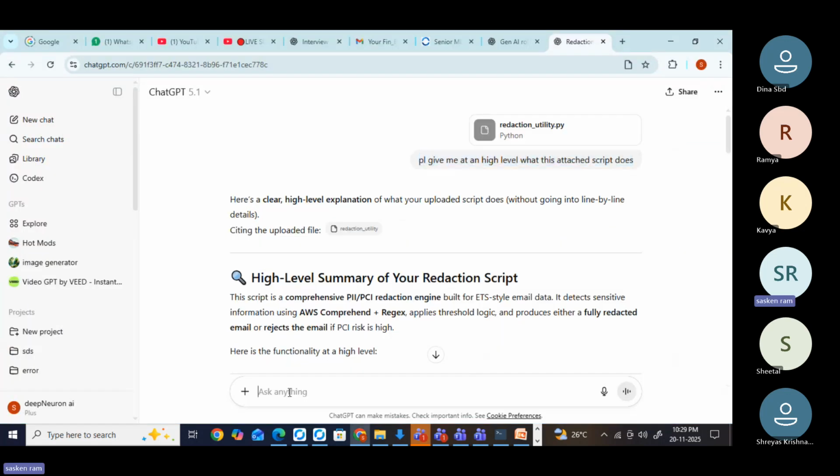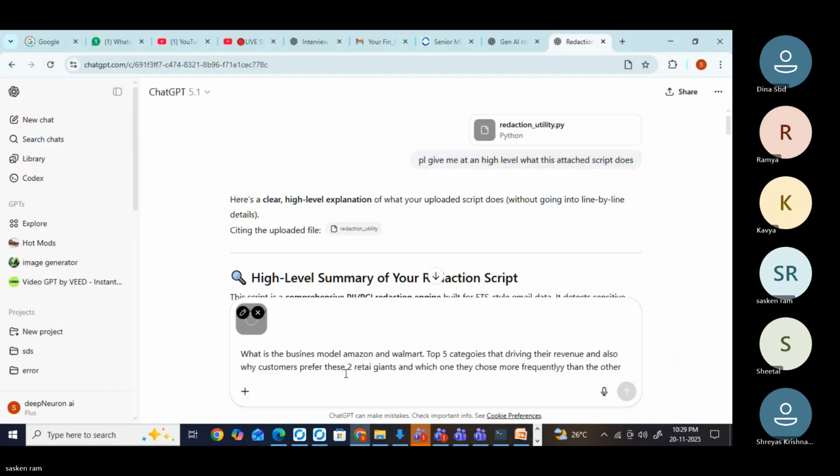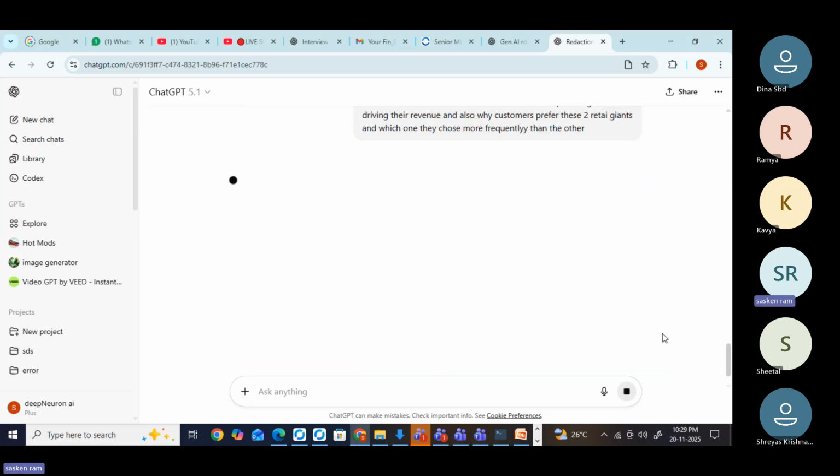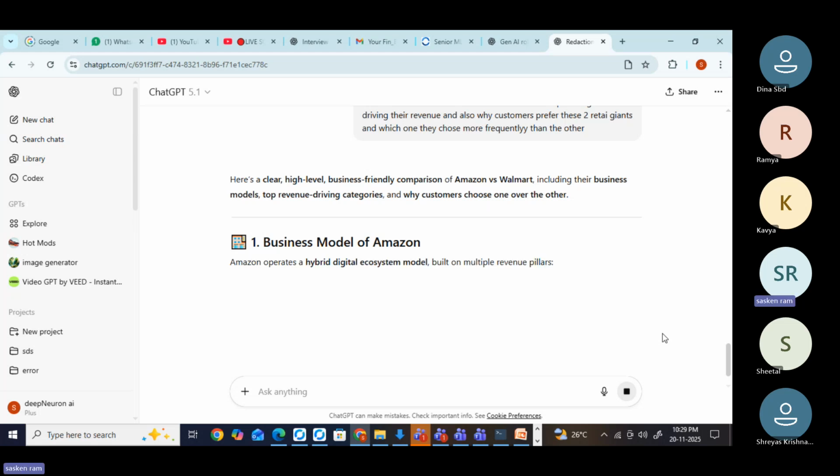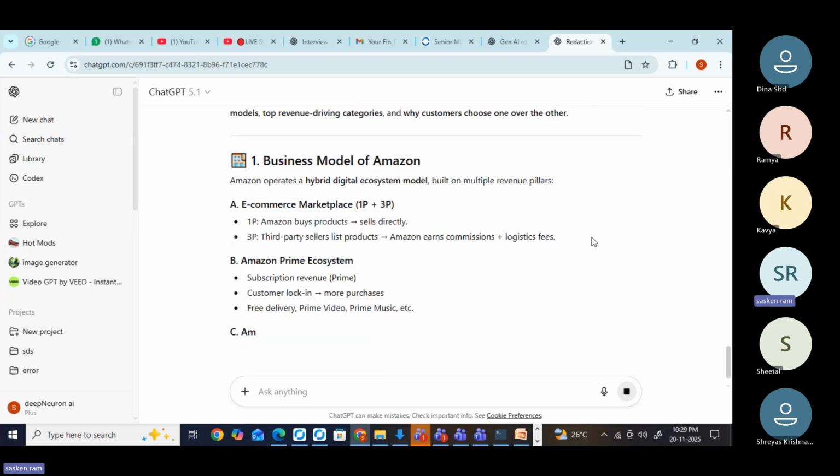And just go and put it here. These are very specific too. You are very particular about understanding which categories are really driving their business or driving the revenue more. And of these two, Amazon and Walmart, which one is the top priority, or which one do the customers give the high priority, right? So e-commerce marketplace, 1P plus 3P: first party sells directly, third party sellers list products.